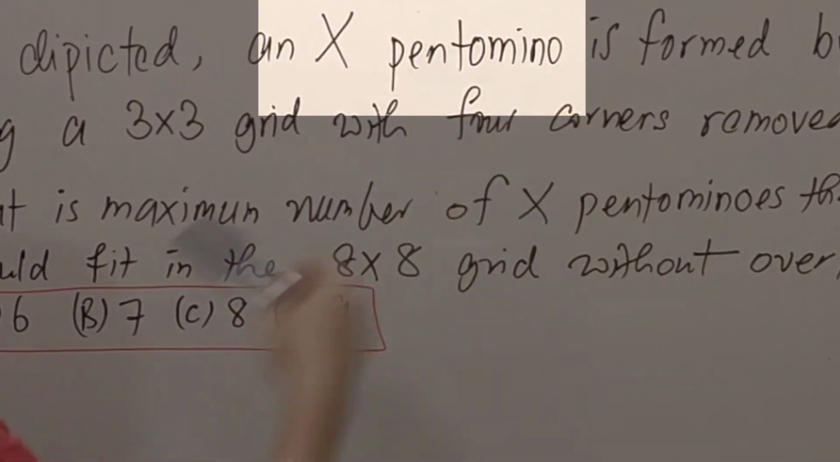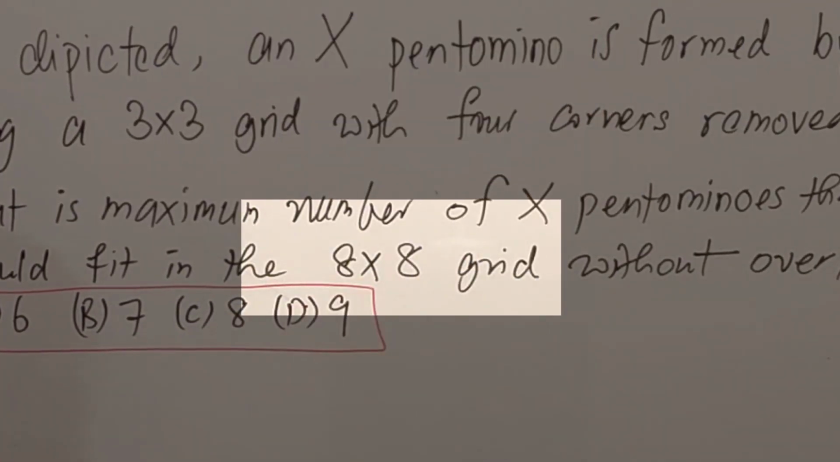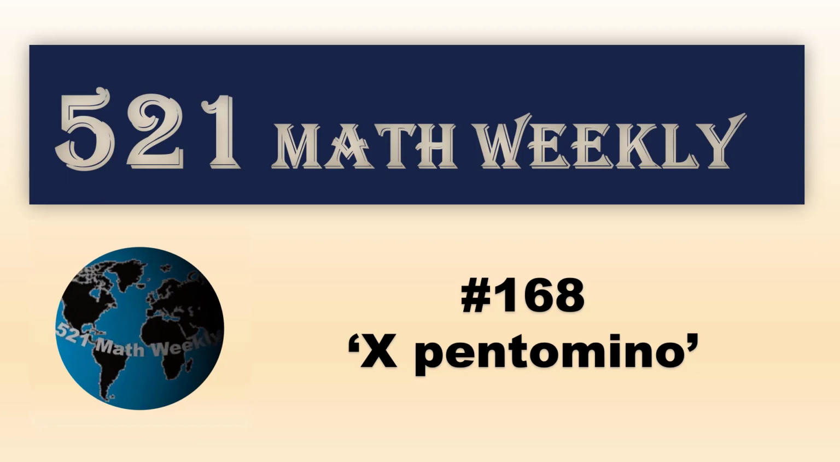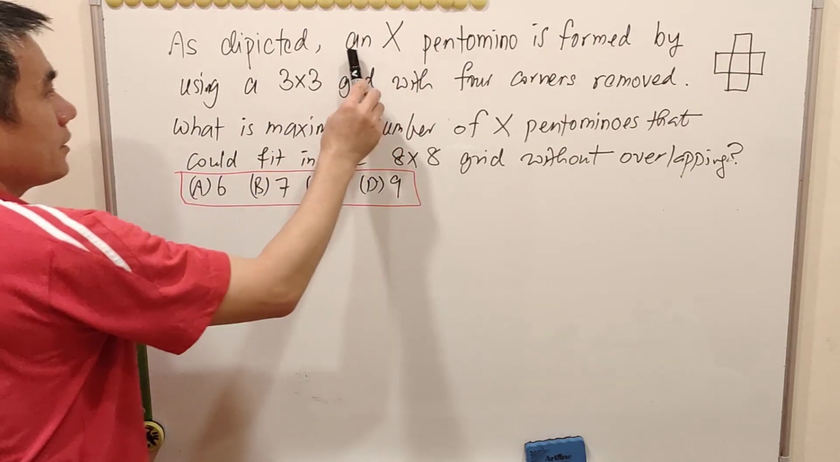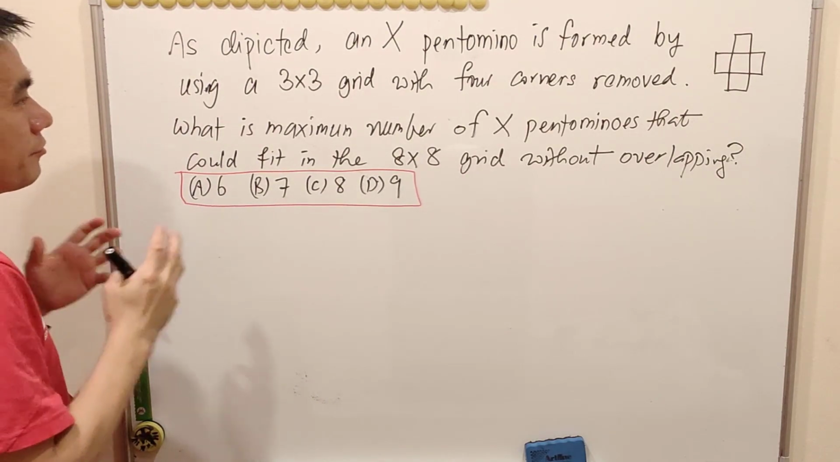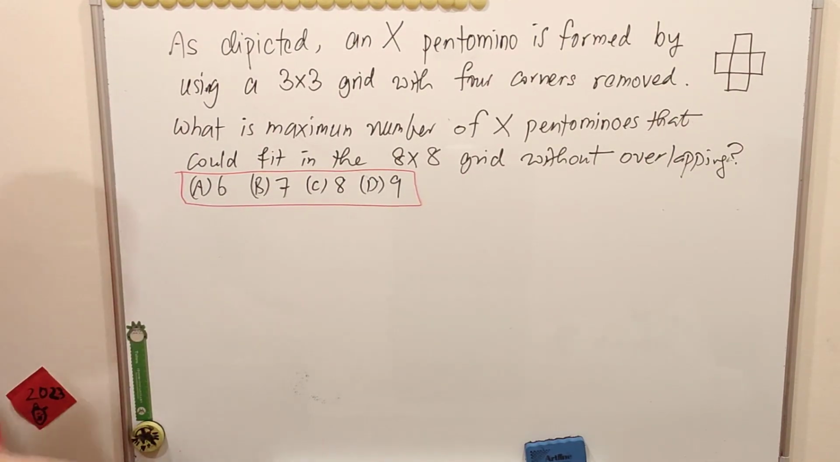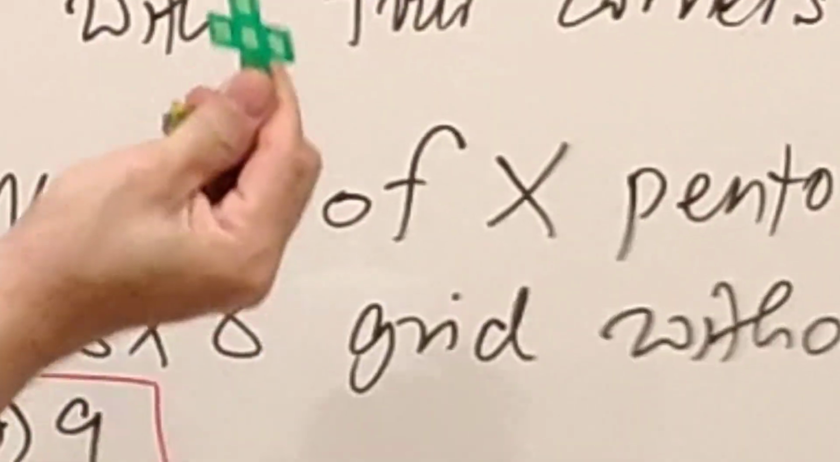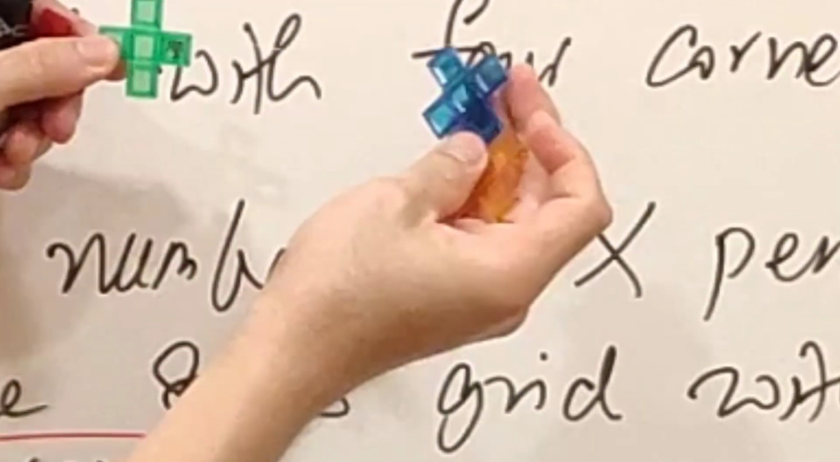X Pentomino and 8x8 grid. Let's talk about it. So as shown here, an X Pentomino is formed by a 3x3 grid with 4 corners removed, which is this one, or this, or any of these.